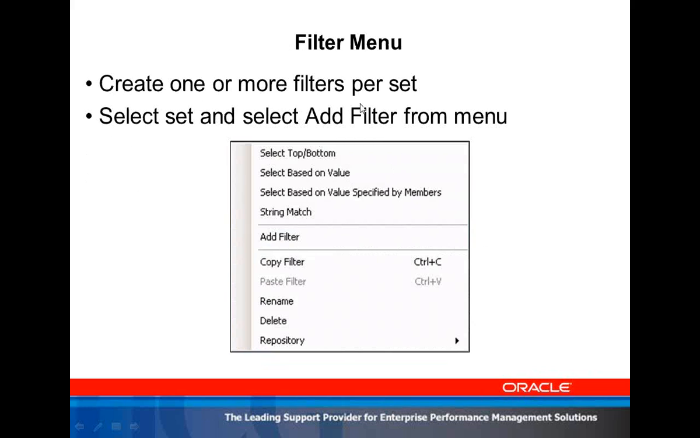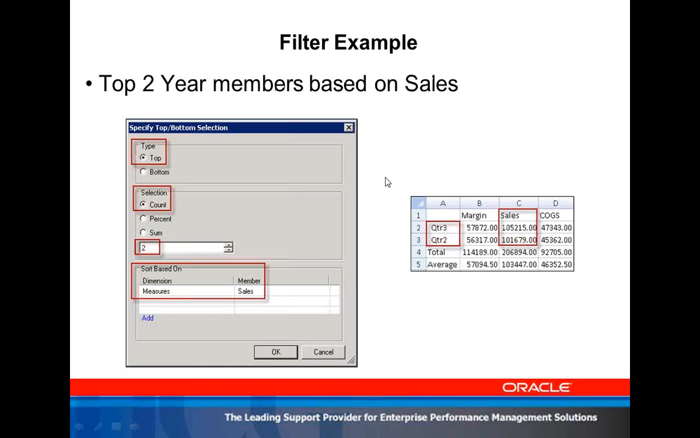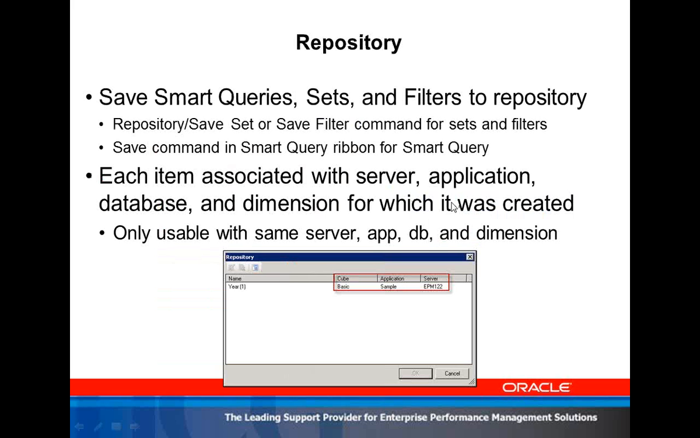And yes, you can create one or more filters per set. So you select that set and you select the add filter command from the menu that appears when you select the set. And in this very simple example, once again, I just did give me the top two based upon the sales. So based upon the sales, those were my top two, quarter 3 and quarter 2. Simple example. Yes, you can save a set, you can save a filter, you can save a query.